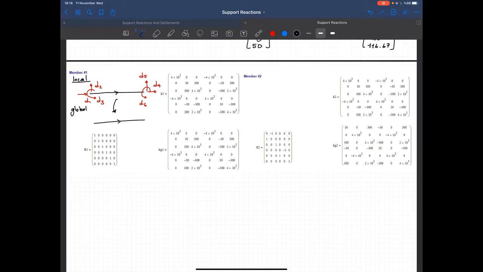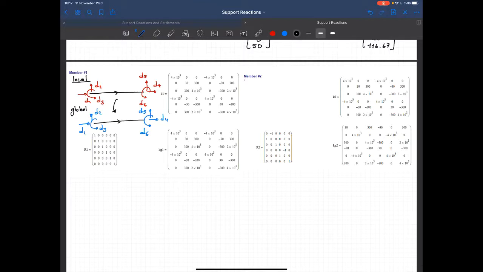So when you do the transformation, you will obtain the forces in the global direction. So D1 is in global X, D2 is in global X, D3. So these are all the same. I'll just write it and pass it. D5 and D6. Let's take a look at the second member.